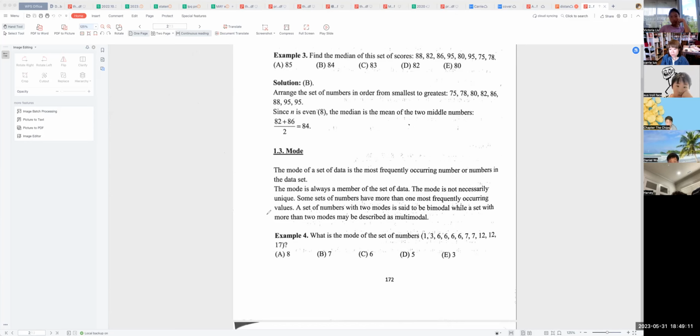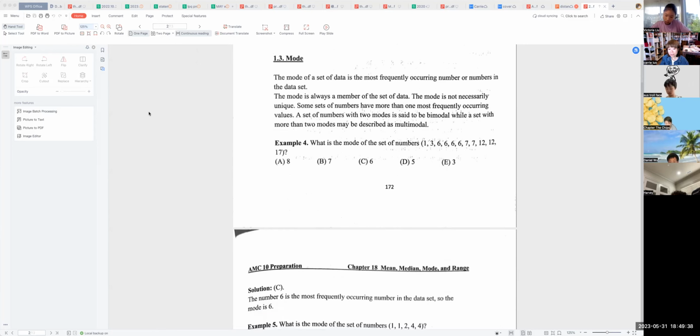What is the mode of the set? This one is very easy, because 6 appears 4 times. So the answer is 6. Carrie, what if all the numbers in the set have no repetition? Do you say there's no mode or every number is the mode? No mode. If there's 1, 2, 3, 4, 5, 6, that means no mode. Very good question, Ellie.